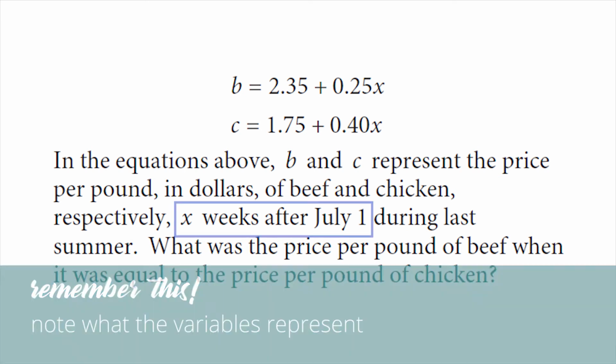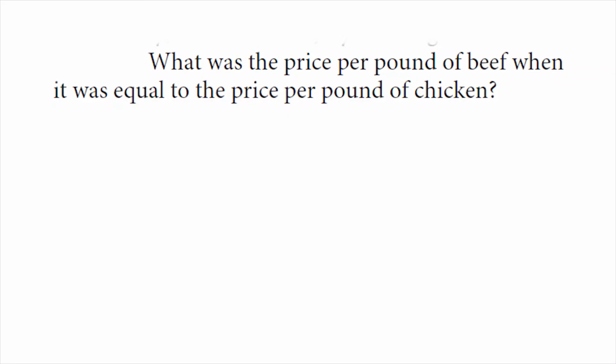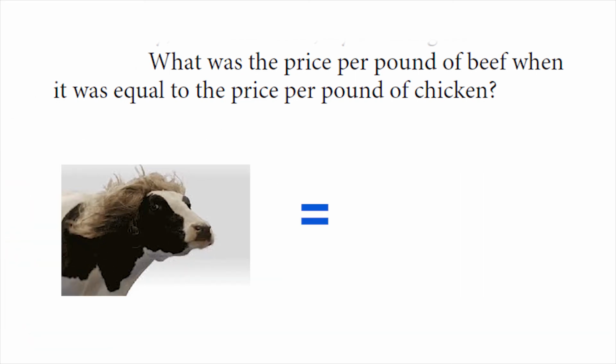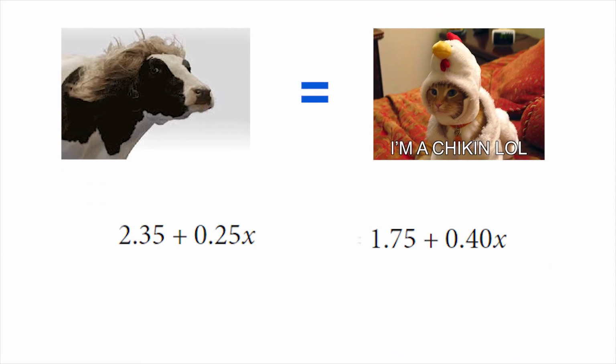Let's figure out what we need to do. The last sentence reveals what they really want us to do, and that's set the price of beef equal to the price of chicken. Let's go ahead and bring in the full equations. Now that we've set the prices equal to each other, we can see that we're missing key information on both sides, x.